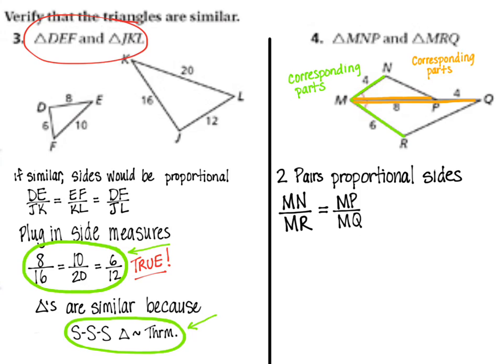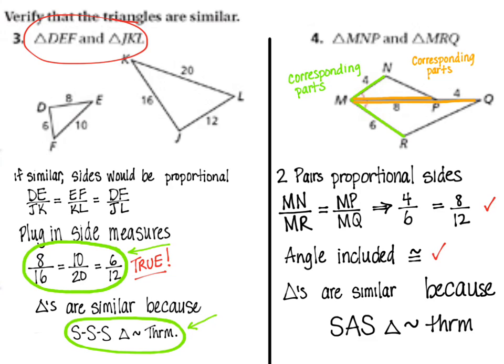proportionality statement. I need to show that I have two pairs of proportional sides. I plug in the numbers that we have for those, and I got 4 sixths equals 8 twelfths. Notice that both of those reduce to 2/3. So two pairs of corresponding sides are proportional. And the angle that's included between the sides that I was comparing is also congruent, and that shows in the figure here. And so therefore, I know the triangles are similar because of the side-angle-side triangle similarity theorem.